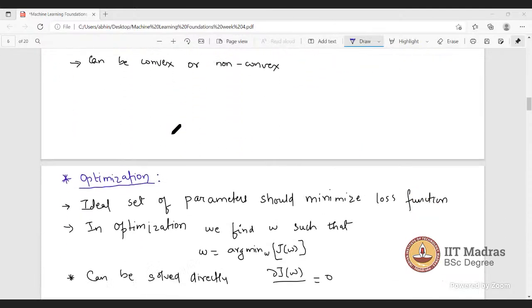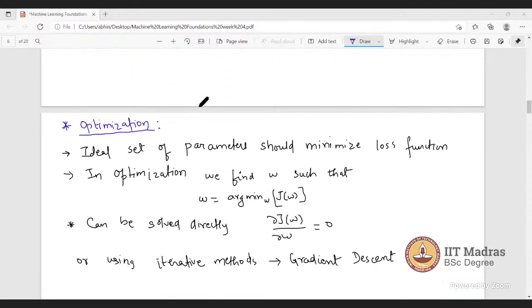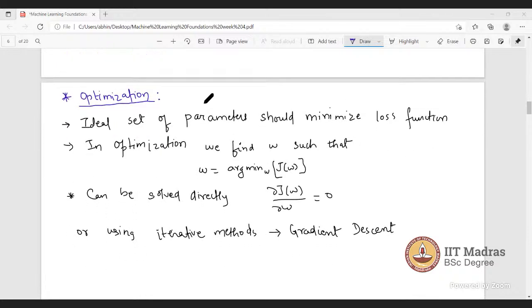Okay. Next part of the process is optimization. So what is optimization? Optimization is nothing but finding the ideal set of parameters or weights which minimizes the loss function. In optimization, we are finding the weight parameters such that our loss function is minimum. There are two ways in which we can do that. One way is arithmetically, by using calculus: find the differentiation, equate it to 0. We call it the normal equation method.